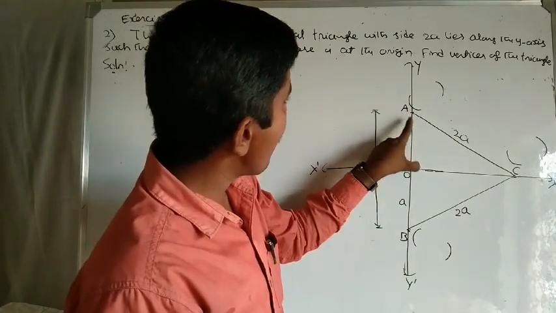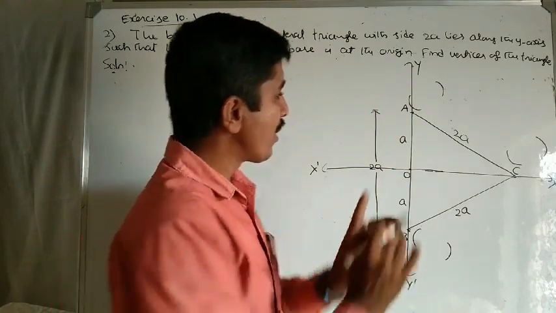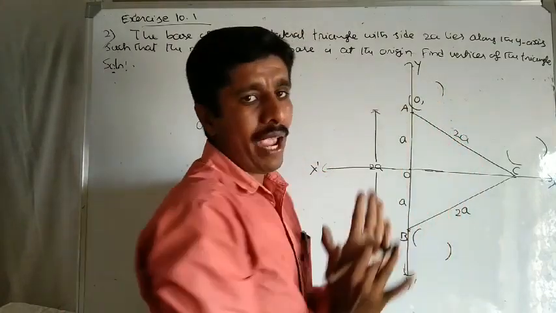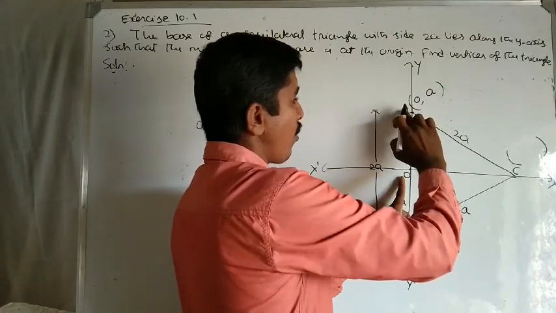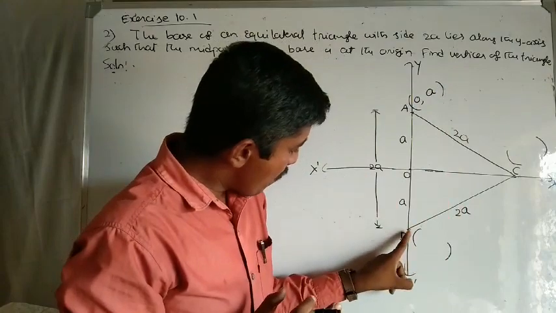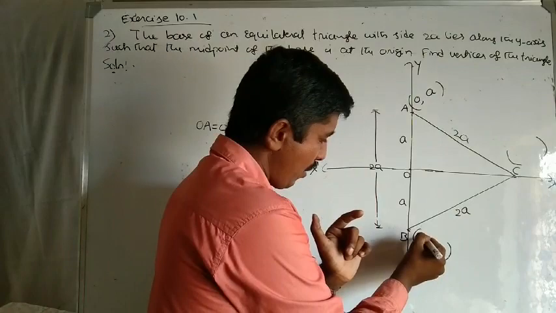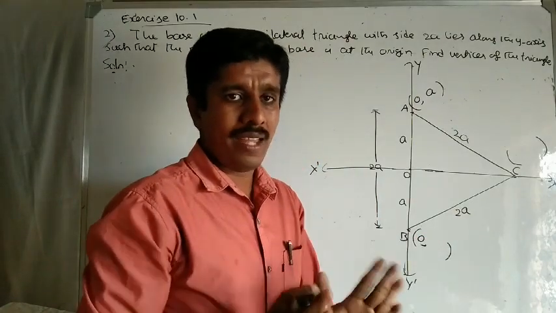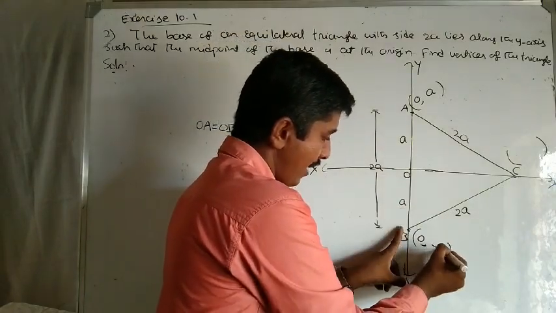Now point A lies on the positive y-axis. We know that on the y-axis the x coordinate value is 0. The y coordinate is positive because it is on the positive y-axis. Then the length is y equal to small a. We get the coordinates of point A as (0, a). Correct. Next, point B lies on the negative y-axis. On the y-axis the x coordinate value is 0. On the negative y-axis the y coordinate value is negative. That's it. OB length is a along the negative y-axis, so minus a.